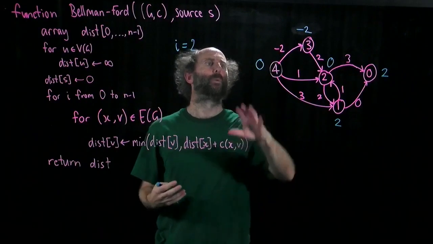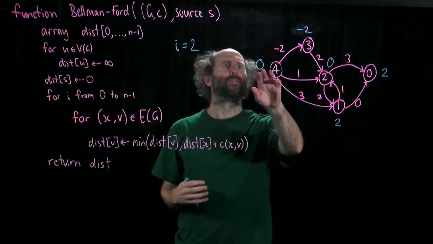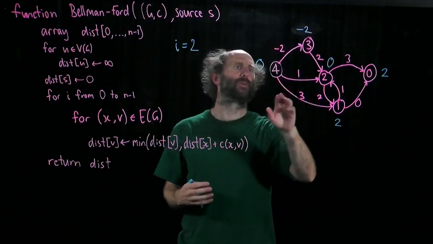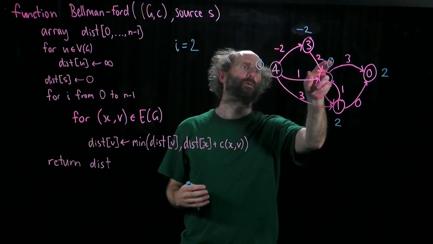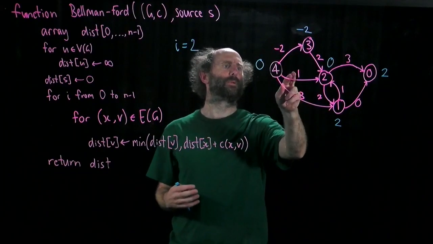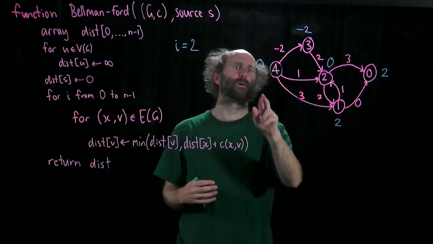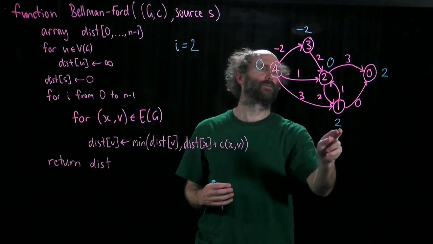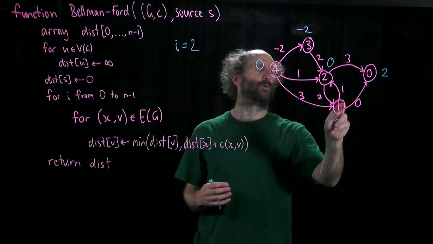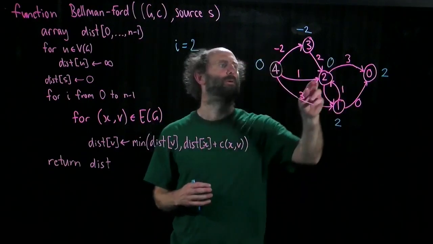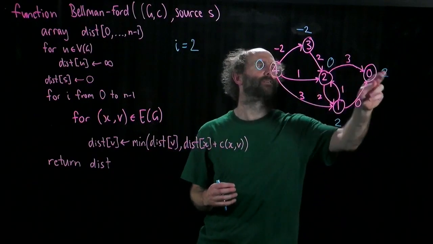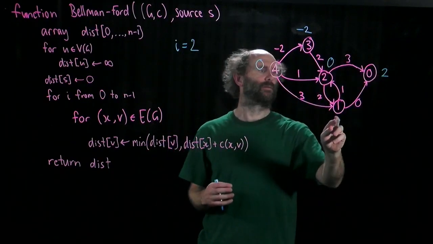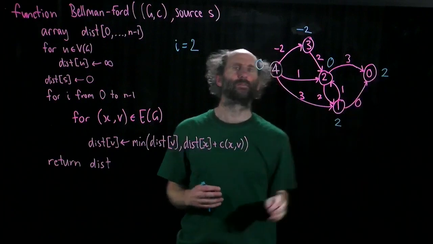And again, we can process each of the arcs. 0 minus 2 is minus 2. Minus 2 plus 2, 0. 0 plus 1 is greater than 0. 0 plus 3 is greater than 2. 0 plus 2 is 2. 2 plus 1 is greater than 0. 0 plus 3 is greater than 2. And 2 plus 0 is 2.